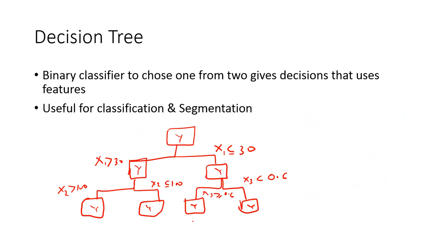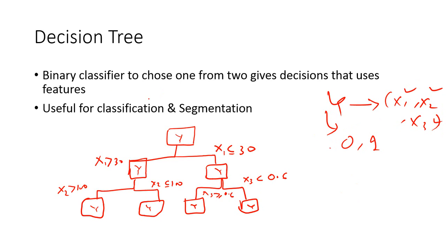The next algorithm is the decision tree. It's a popular algorithm. It's a binary classifier which is used to choose one from the given decisions using the features that you have been given. Just to give you an example, you have a target variable y which depends on x1, x2, x3 and so on, and this is a binary variable, so it has 0 and 1. Based on the values of x1, x2 and x3, you are required to select the value of y to be 0 or 1. So it's a binary classifier, and using a decision tree you can find that out.